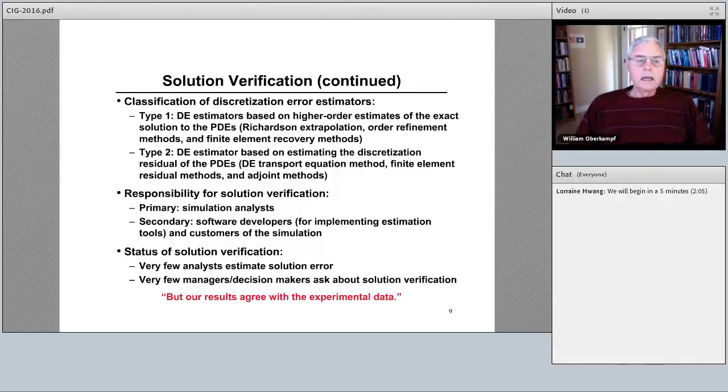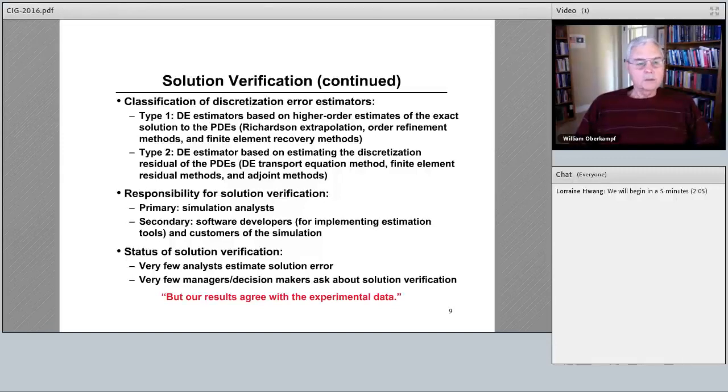And then the secondary responsibility is on the customers of the simulation. That is, you provide information as an analyst to a customer, whether it's in government or wherever it is. And it is very appropriate that they ask, what did you do to quantify the various sources of numerical solution error?